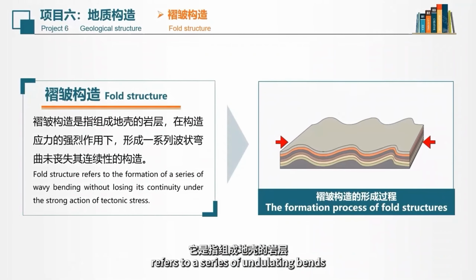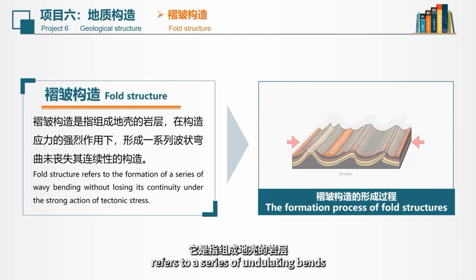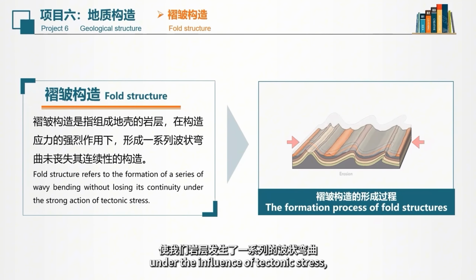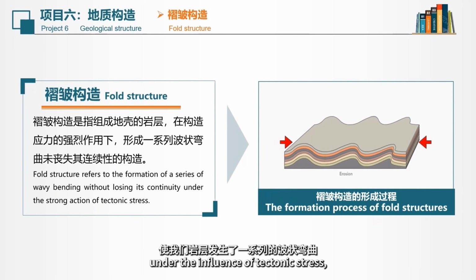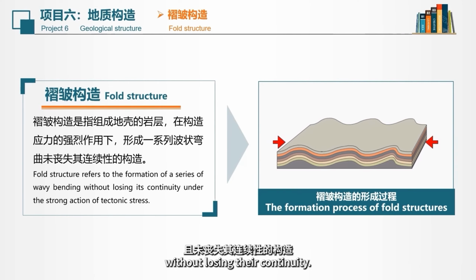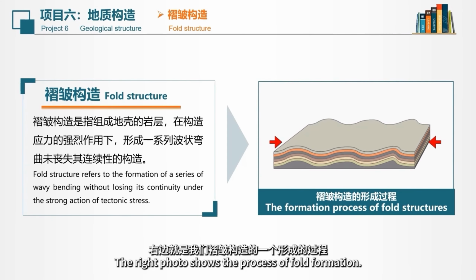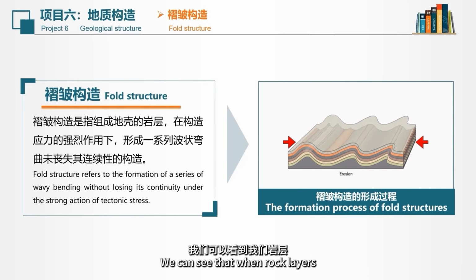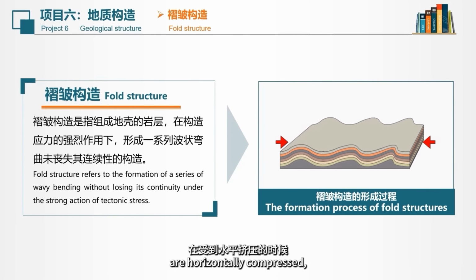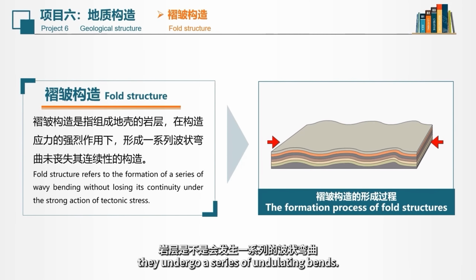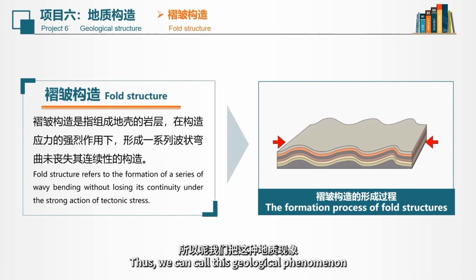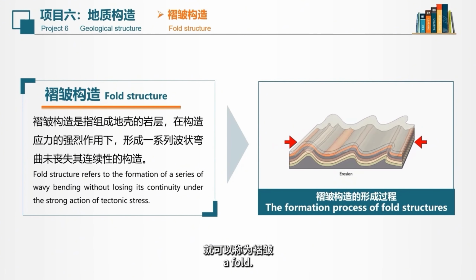A fold structure refers to a series of undulating bends in the rock layers that make up the crust under the influence of tectonic stress without losing their continuity. We call this a fold. The right photo shows the process of fold formation. We can see that when rock layers are horizontally compressed, they undergo a series of undulating bends. Thus, we can call this geological phenomenon a fold.